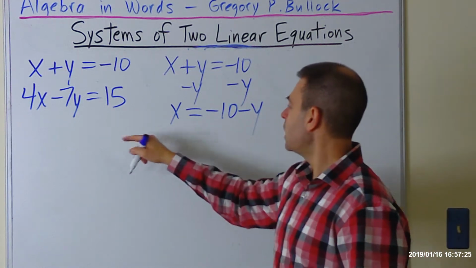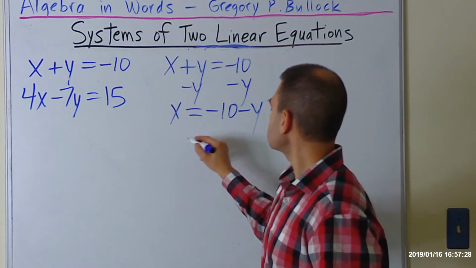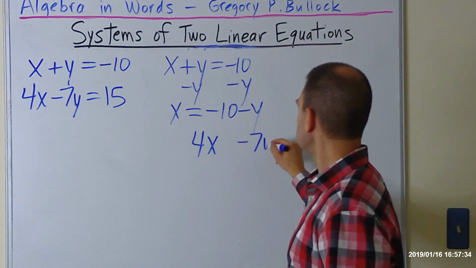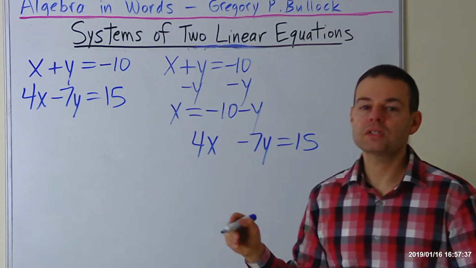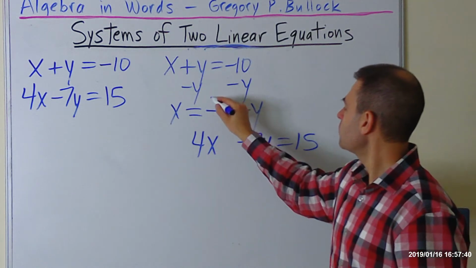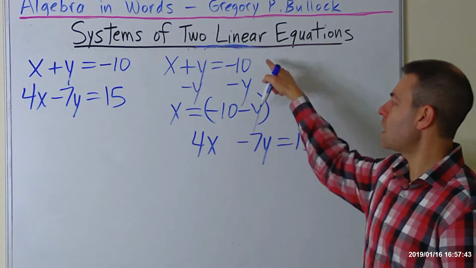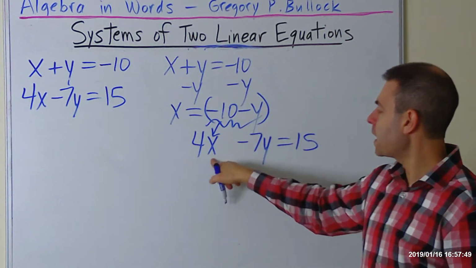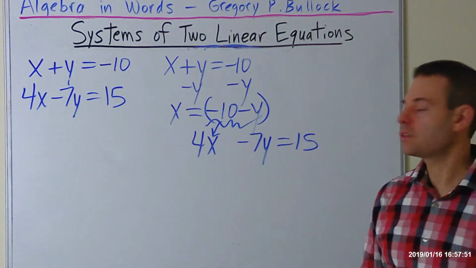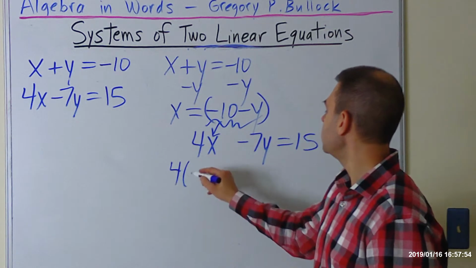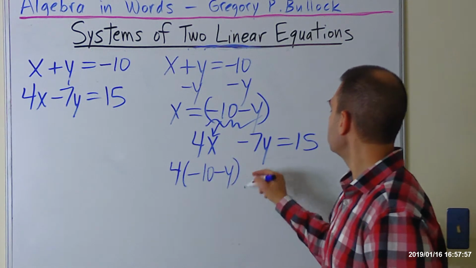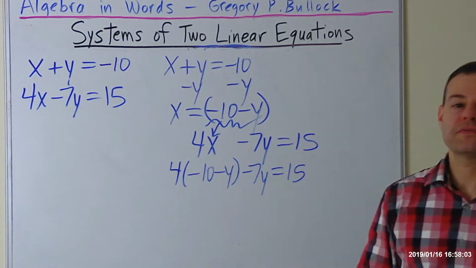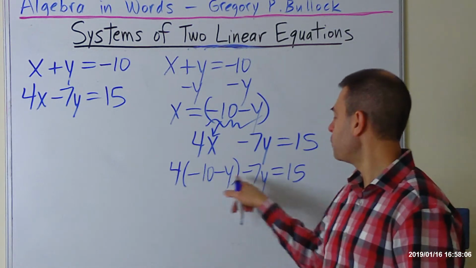And now, I'm just going to rewrite this again like this, because I want you to see that we're going to take what x equals from the top equation and substitute it in for x in the bottom equation. So let's do that. 4 times the quantity negative 10 minus y. Don't forget to write everything else. Minus 7y equals 15. And now, distribute the 4 through the parentheses.